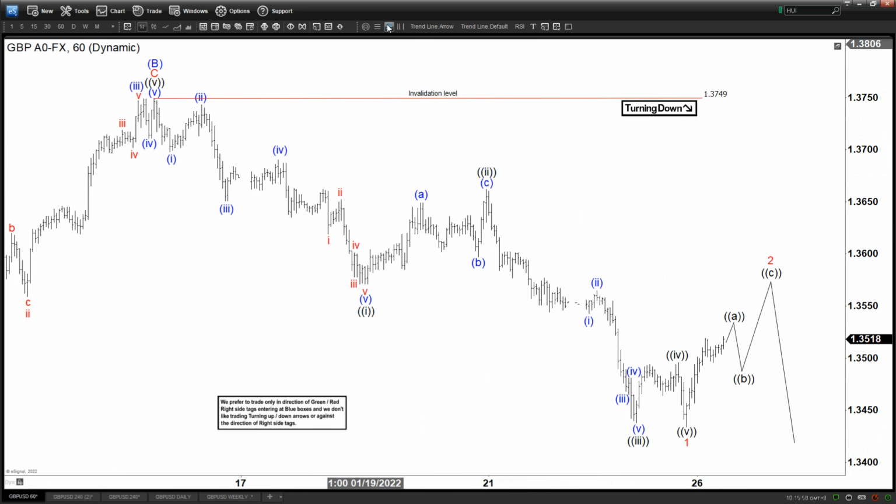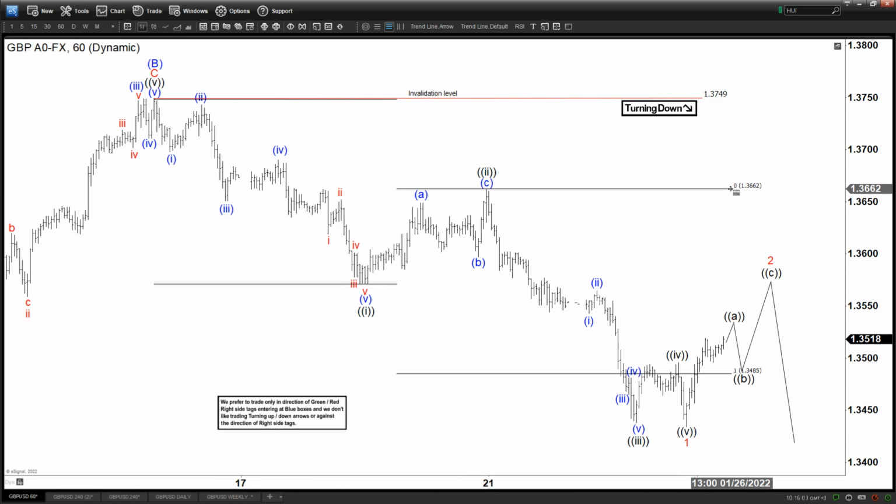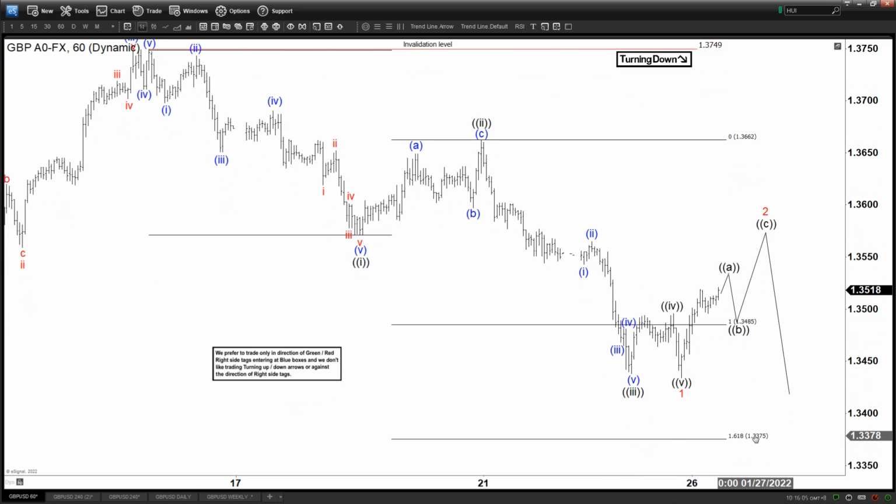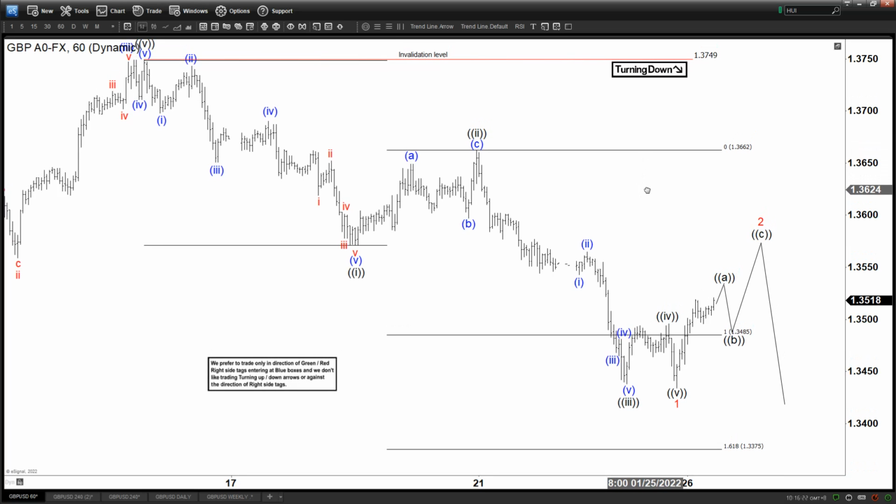We can see right here this 1, 2, for example, if you measure the extension, it doesn't really extend to 1.618. Sometimes the guideline says wave 3 ideally extends to 1.618, but that's never meant to be a rule. It's more like a guideline. It's not like a black and white rule. It is not a must for wave 3 to reach 1.618.